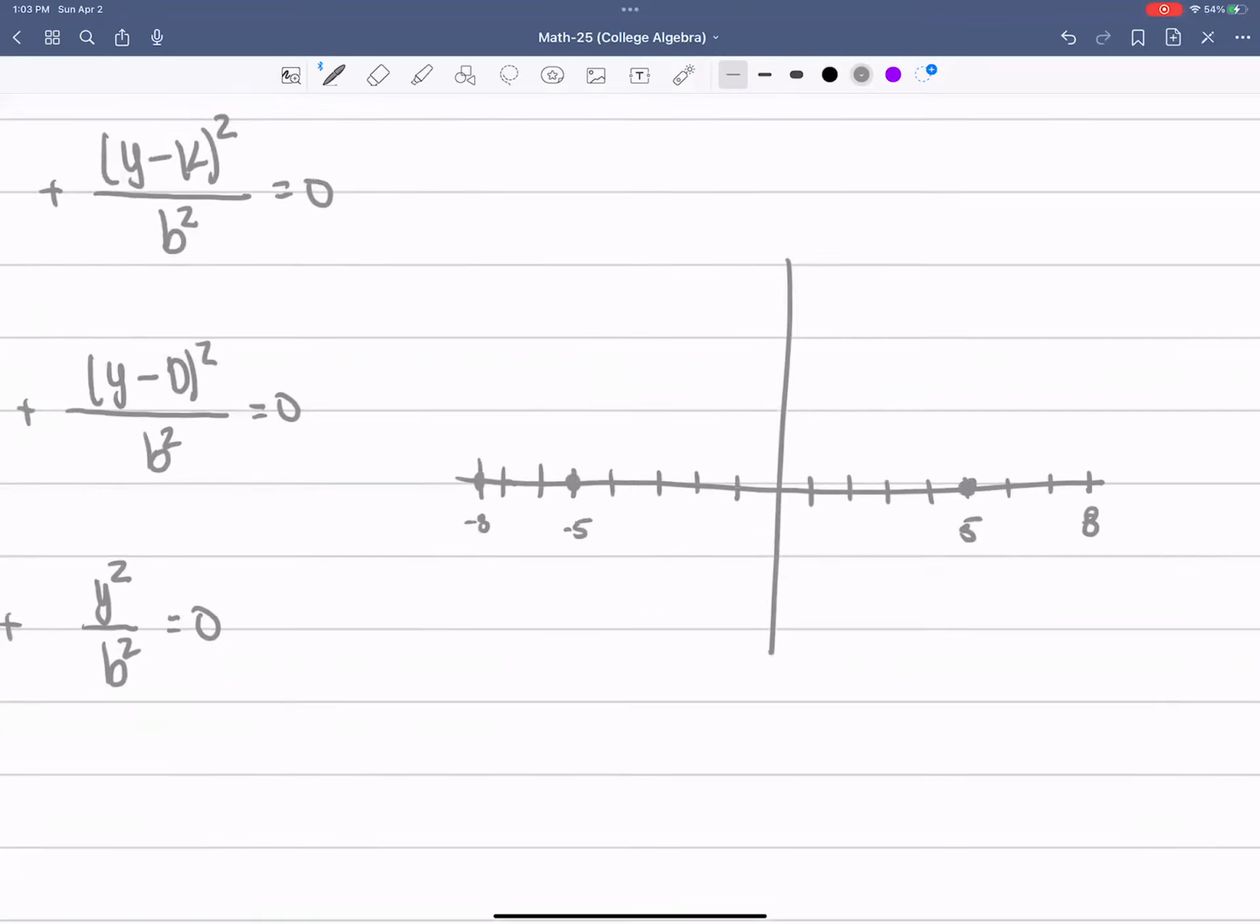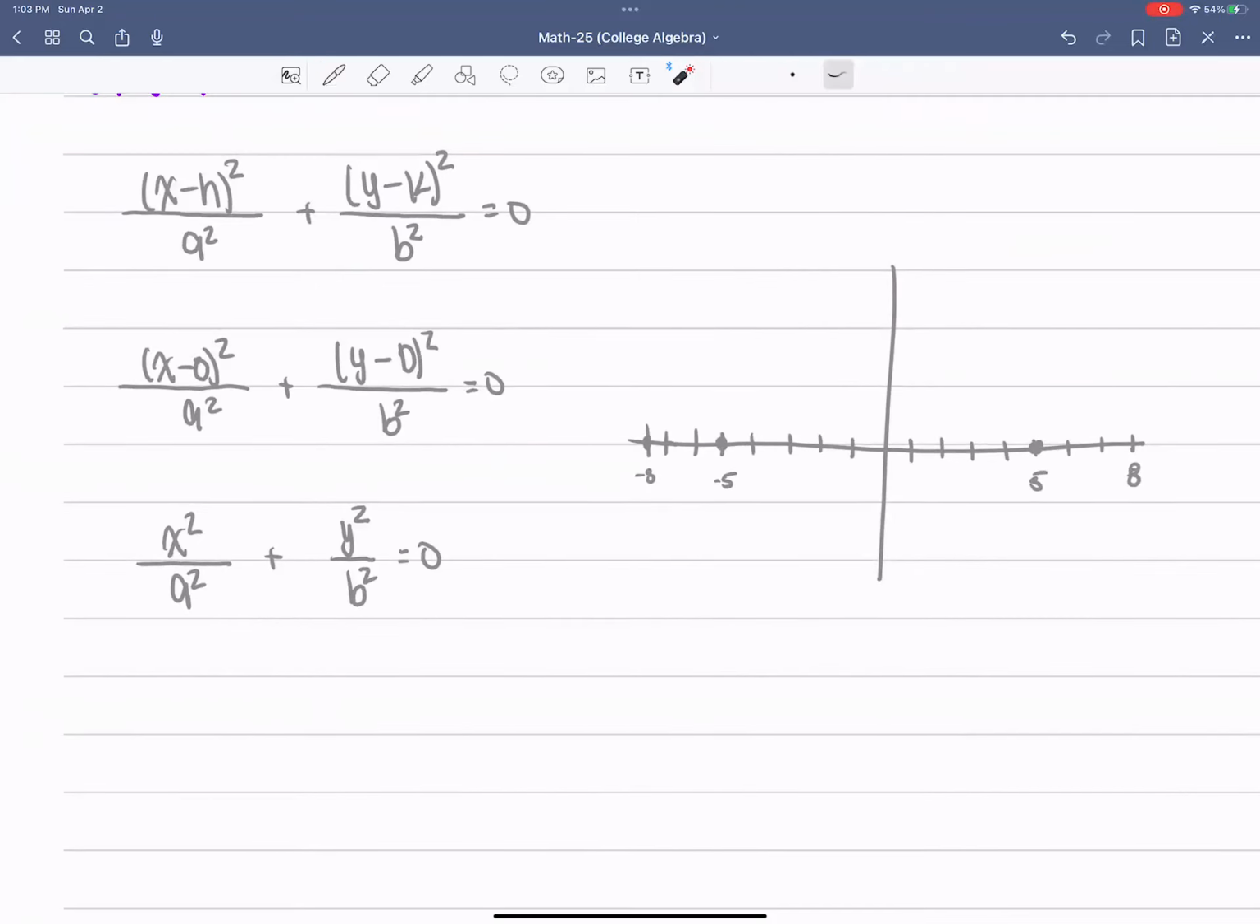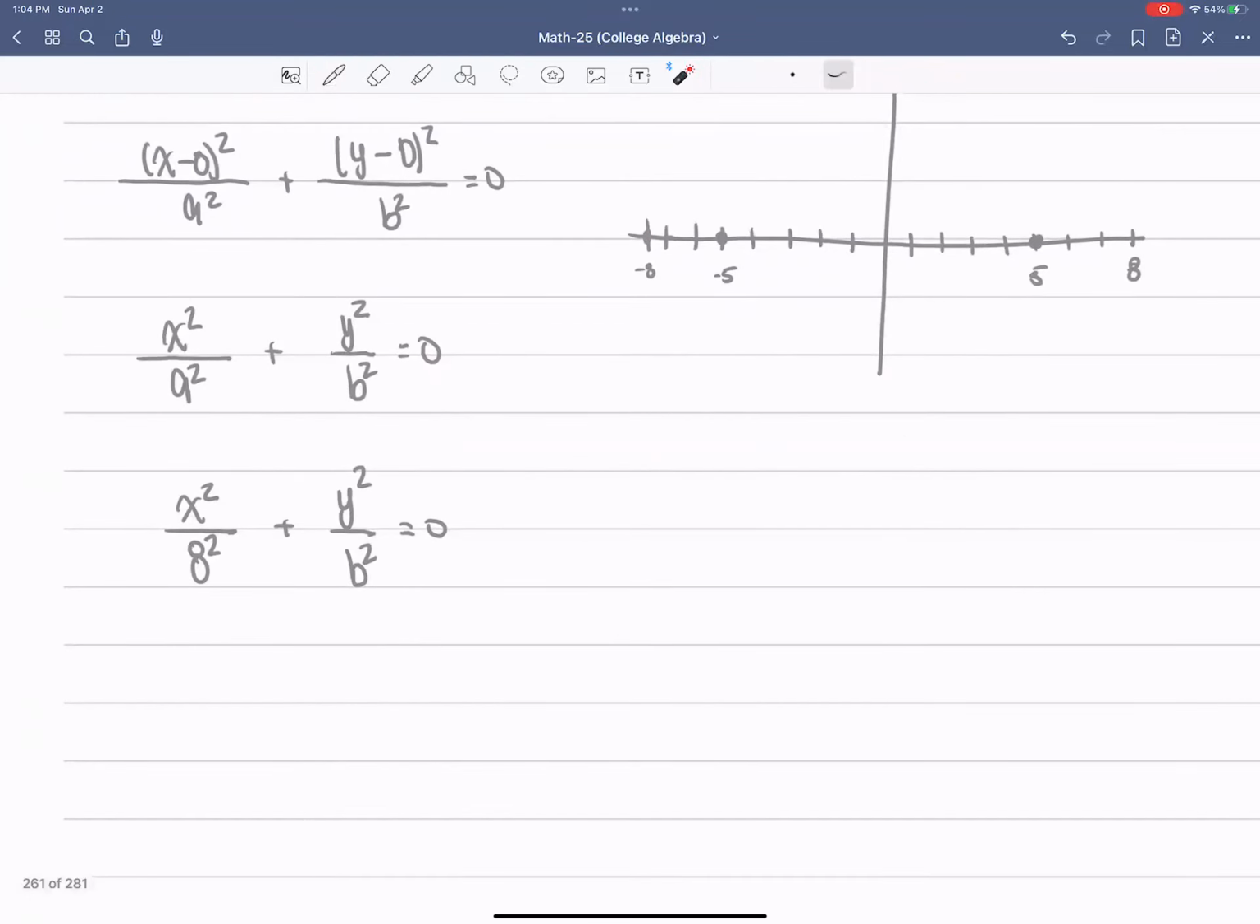So major axis coming off of the x-axis, we have going out 8 units. So here we have 8 squared. So let's rewrite everything. This is going to be x squared over 8 squared plus y squared over b squared equals 0. Okay, so far we have this. We could fix it up and simplify this part. Let's figure out what b is.